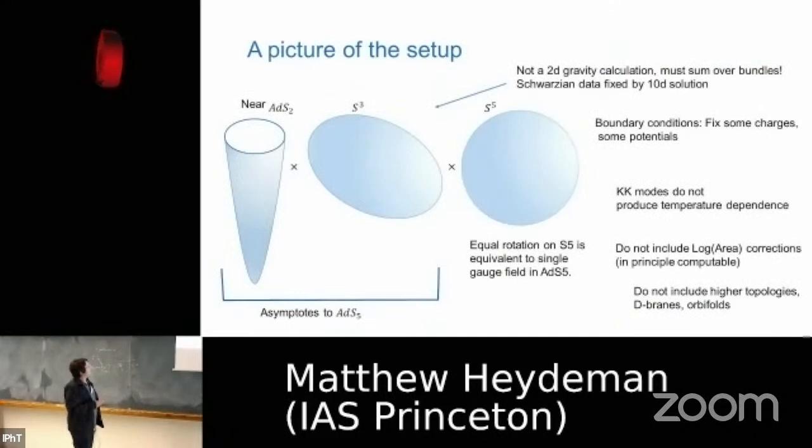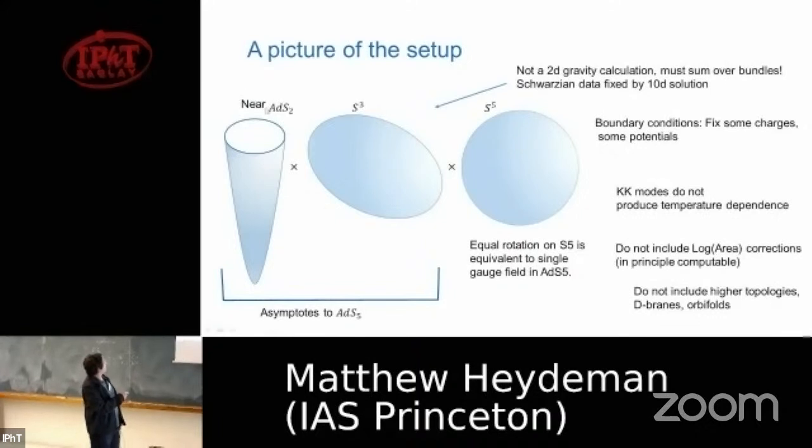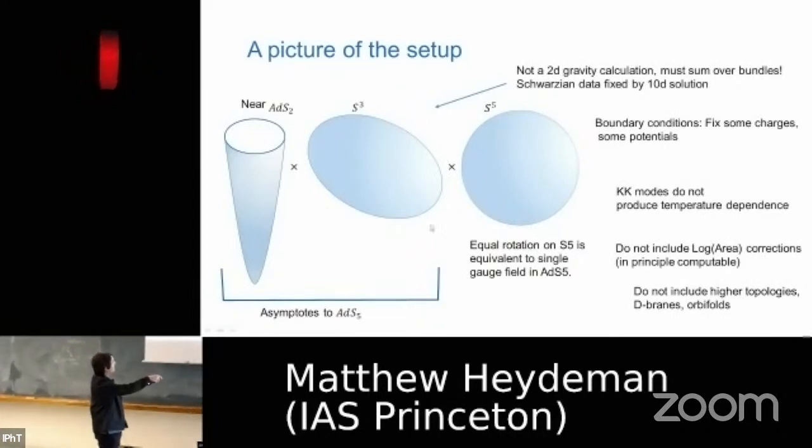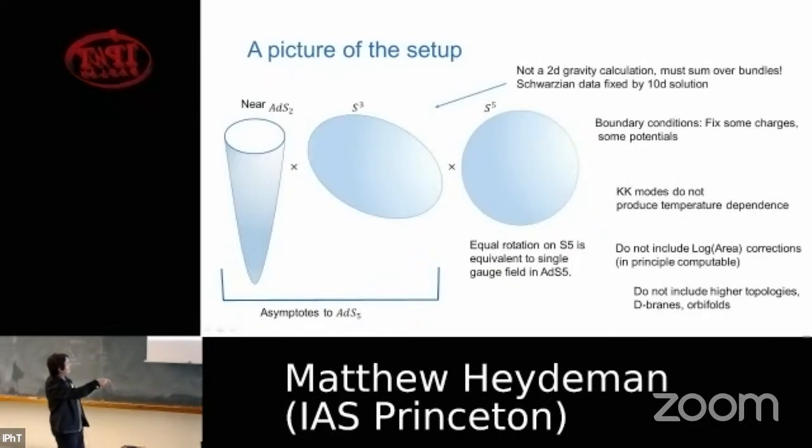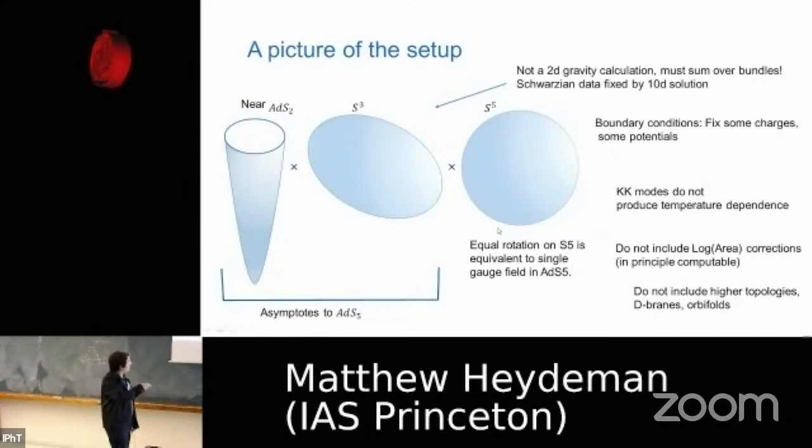So essentially the setup of the geometry will be something that's near AdS2 cross S2, cross S3, sort of rotation on the S3. So this is an asymptotically AdS5 geometry, cross an S5. And when I say cross, I really mean a fibration. So there's a nested fibration of an AdS2 over an S3 over an S5. For practical reasons, we'll take equal angular momenta on the S5. So this is a black hole in 10 dimensions, and we're going to take equal rotations on the S5 just so that the solution in 5 dimensions is tractable.